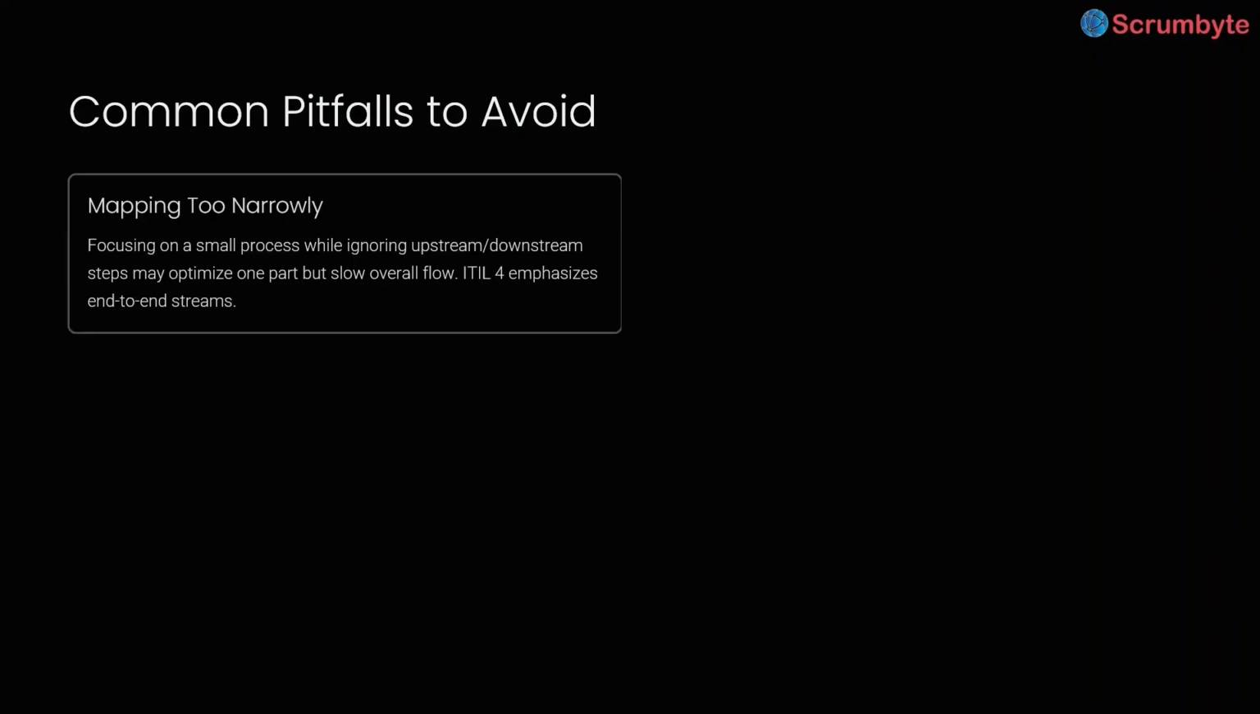So we look at some of the common pitfalls. One of the things is that you try to map things very narrowly. That means you are looking at a very small portion and you are missing the bigger picture. Because of this, one part of it may become very successful, but overall the flow will not be successful. So what it does is it emphasizes the end-to-end stream, that is from beginning to end, make sure that all things are covered.